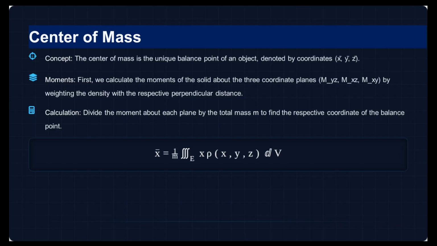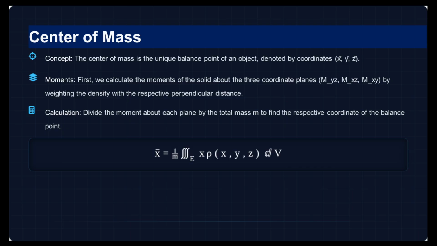In the next slide, center of mass. Now let's understand the center of mass. The center of mass is simply the balance point of an object. We represent it by the coordinates x bar, y bar, and z bar. If we think about balancing a ruler on our hand, there is one point where the ruler balances perfectly. That point is the center of mass.